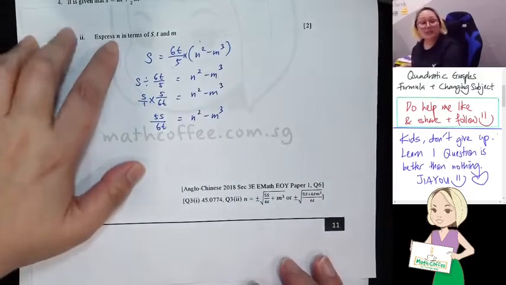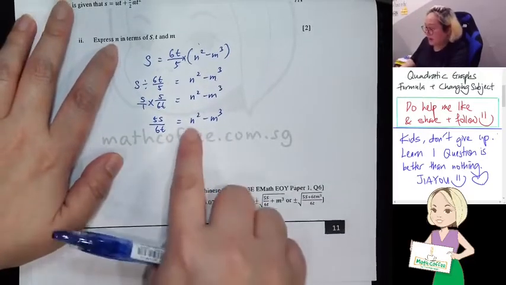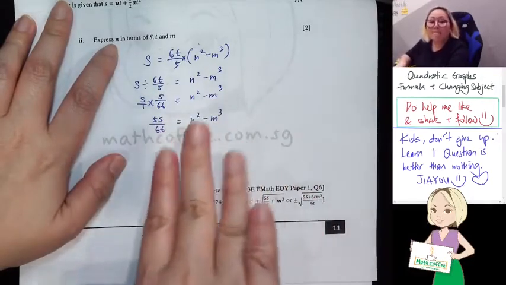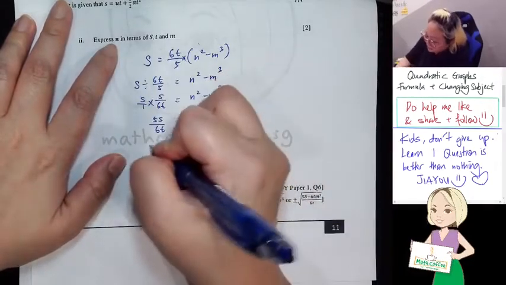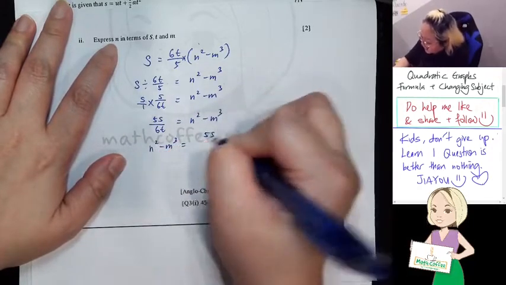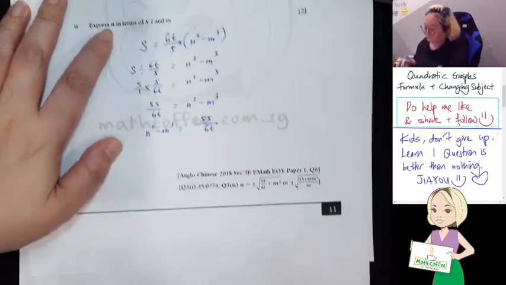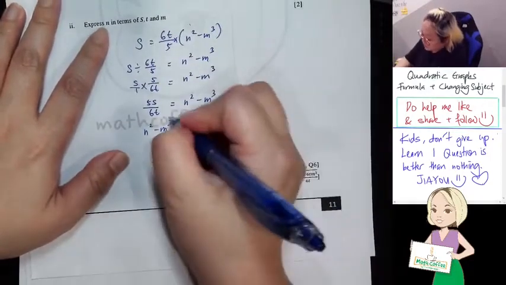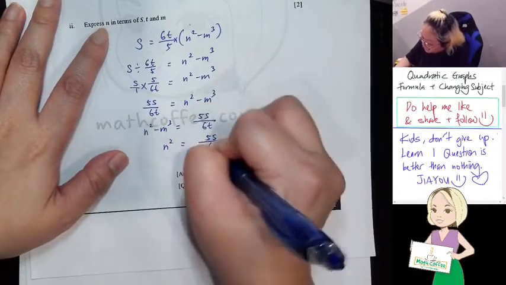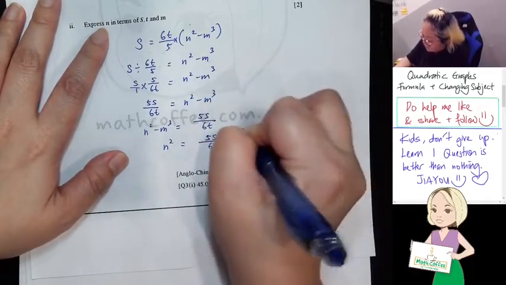So my task is to make n the subject. Again, my n squared is on my right side, so I'm going to completely flip it. So it becomes n squared minus m cubed equals to 5S over 6t. Just bring my m cubed over. My n squared equals to 5S over 6t plus m cubed.